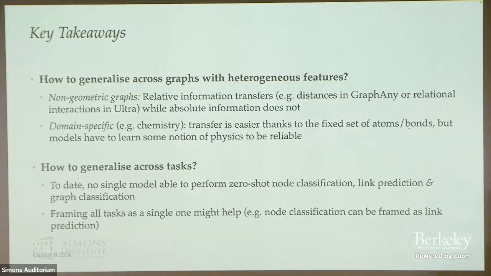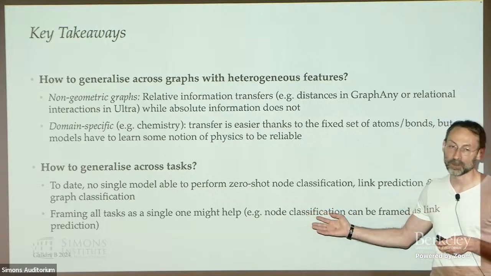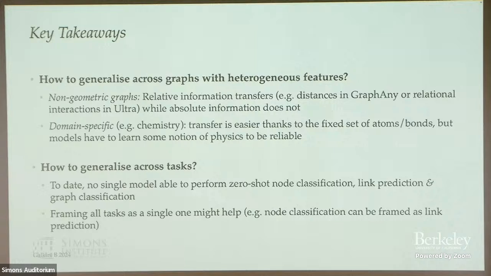We don't have yet a model that can generalize across all possible tasks, the model that can do node classification, link prediction, and graph classification. And probably the way to have such a model is to frame all tasks as a single task. You can frame, for example, node classification as link prediction, right? So it looks like link prediction is the most general type of problem for graphs, and probably we should be focusing on these types of tasks and the models for this situation. So that's all I had to say.